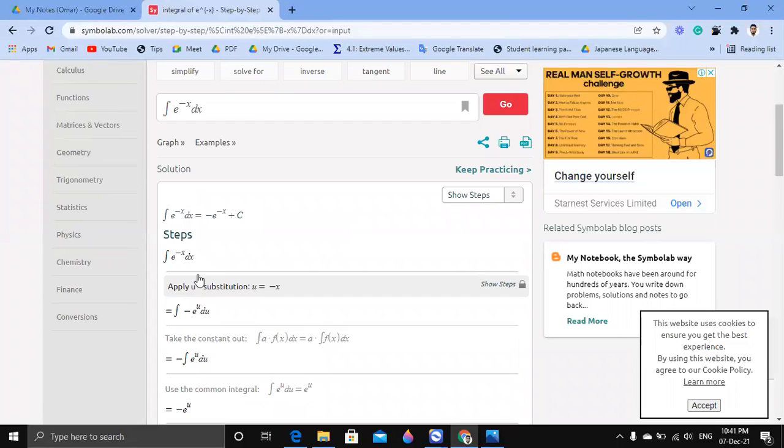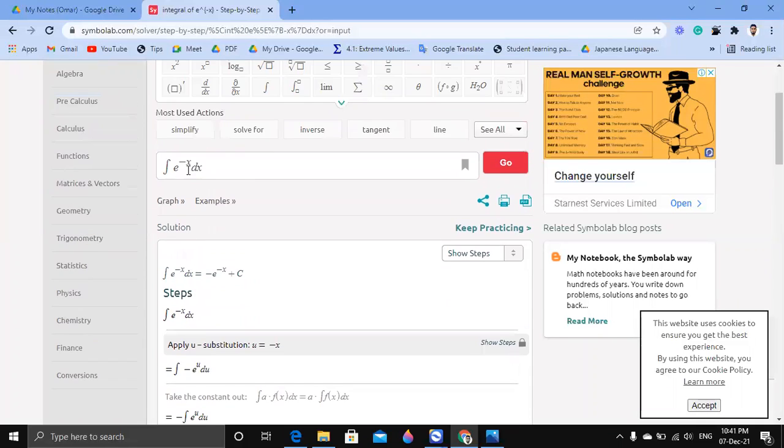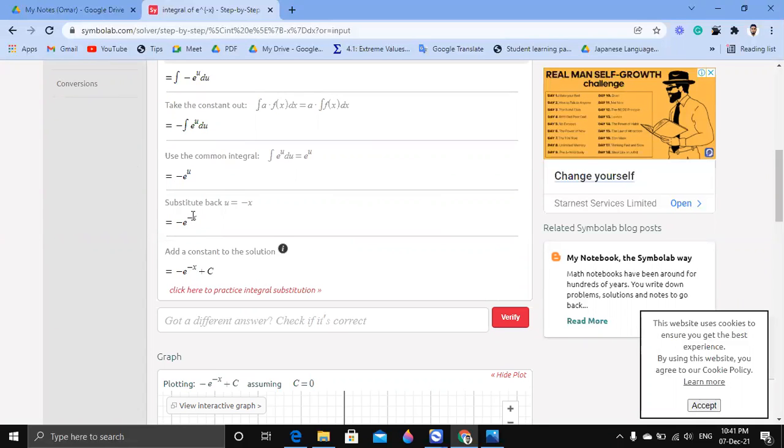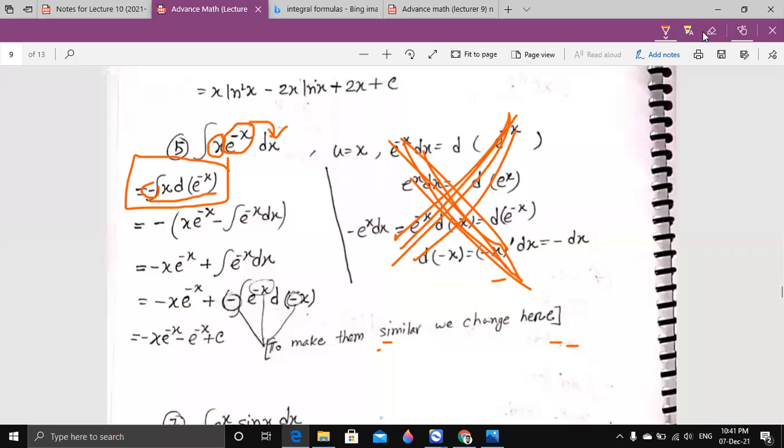And we just substitute the value. That means we already let u be equal to minus x, right? So we substitute back u is equal to minus x, and then we get minus e to the power minus x. So guys, in this line, e to the power minus x dx, we used the u substitution rule. We already talked about the substitution rule before.